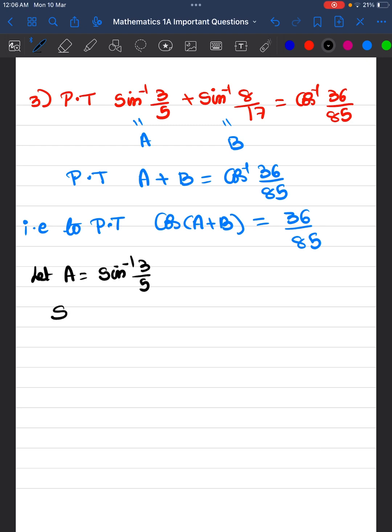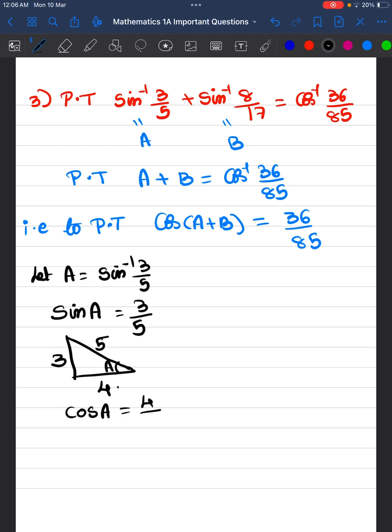So what happens to sin A? It will become 3 by 5. In a right angle triangle, if I consider the angle as A, the opposite side is 3, hypotenuse is 5. So automatically the adjacent side will become 4. From this triangle I can write the cos A value as 4 by 5.